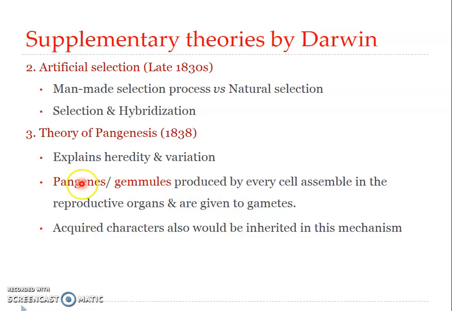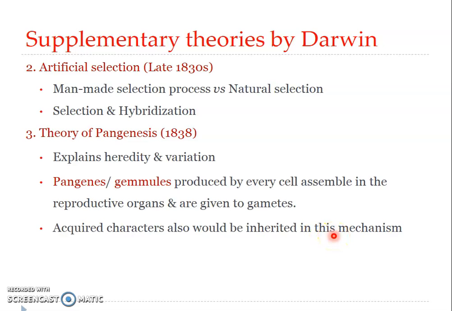Now what happens? The pangenes are given to the gametes. When fertilization takes place, pangenes from both the parents reach the zygote. And the young ones formed from the zygote will thus represent a blending of the characters of both the parents. Darwin also believed that acquired characters would be inherited in this way, through this mechanism.